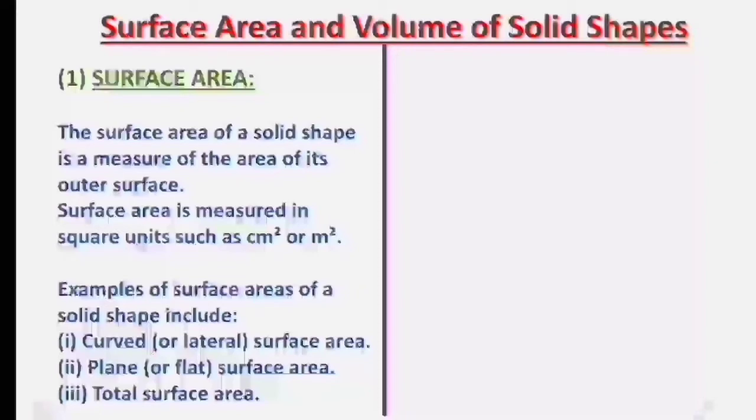Some examples of the surface area of a solid shape include: number 1, the curved surface area or the lateral surface area. Number 2, the plane surface area or the flat surface area. While number 3 is the total surface area of a solid shape.